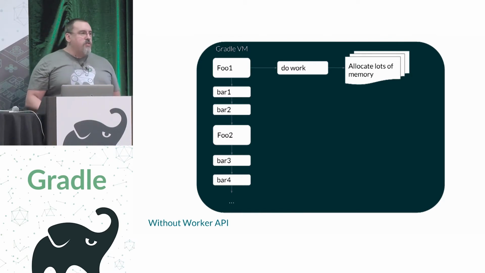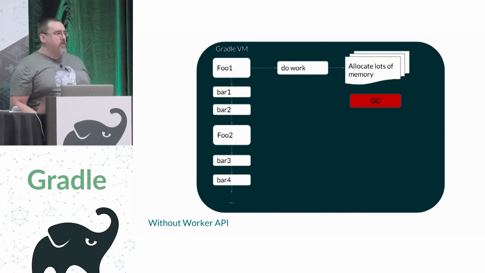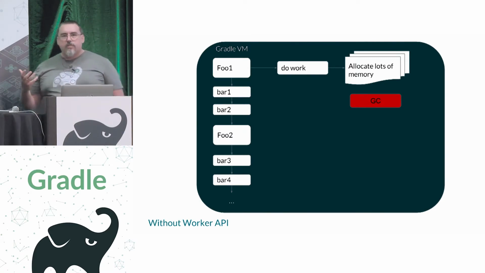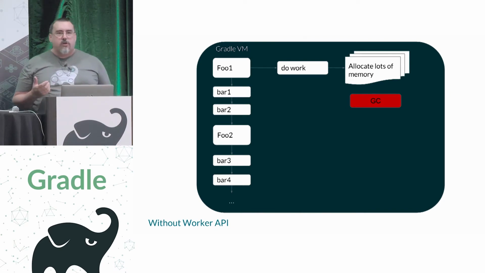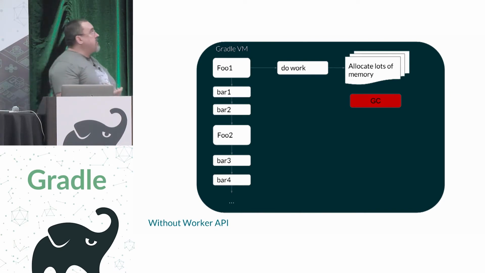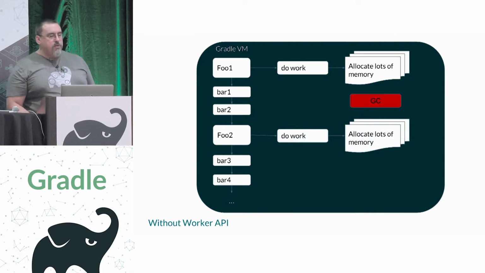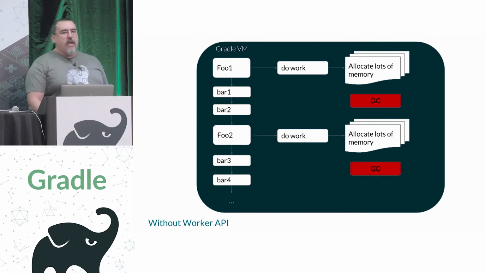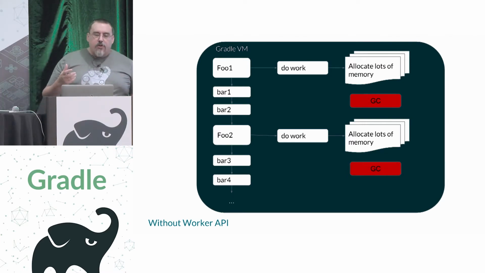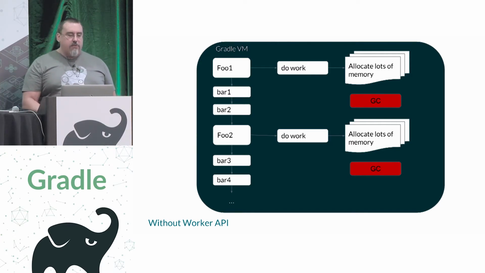But somewhere along the way, we're going to run into the maximum heap size, and garbage collection is going to kick in. And so what happens when we have garbage collection? Well, it's a stop the world event. All of these threads in this process are going to stop until garbage collection is complete. And if the size of this VM is particularly large, garbage collection could take a long time. It could be a couple of seconds. And then the next time another foo task runs, we allocate a lot of memory. We hit garbage collection again. And we get these pauses in our build where nothing is actually happening because we're cleaning up these large chunks of memory that we have.